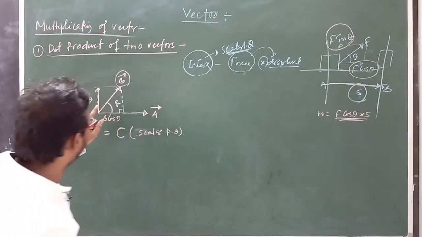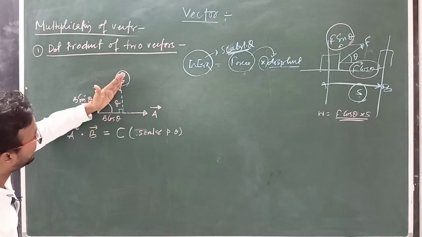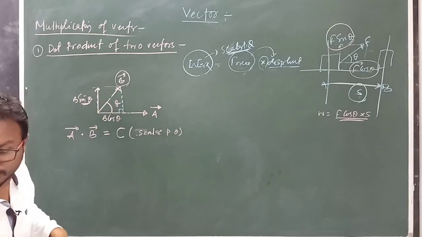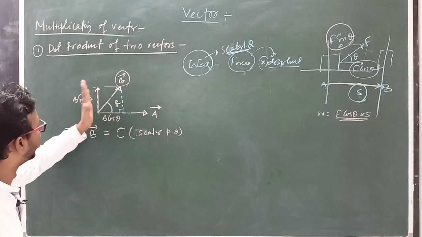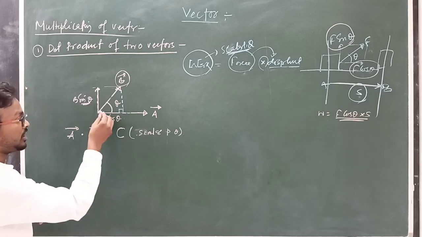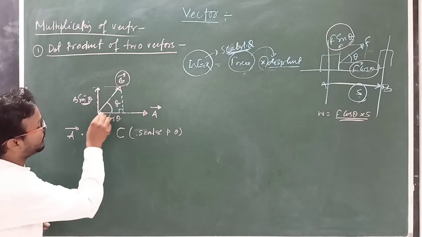So similarly in this case the vector B resolves into two rectangular components, one is B cos theta and the second one is B sin theta, but here we have to take only this component.